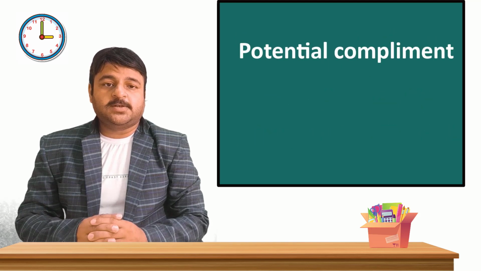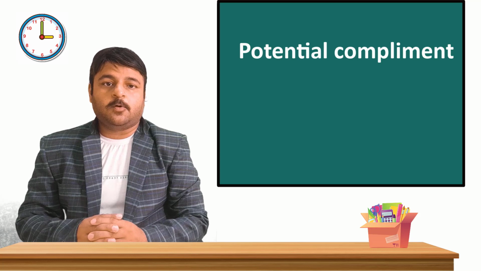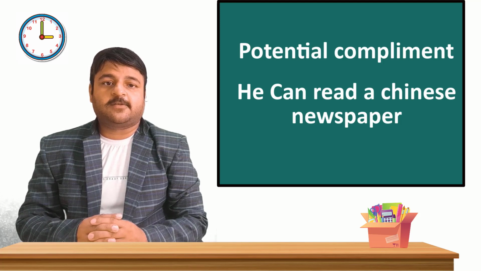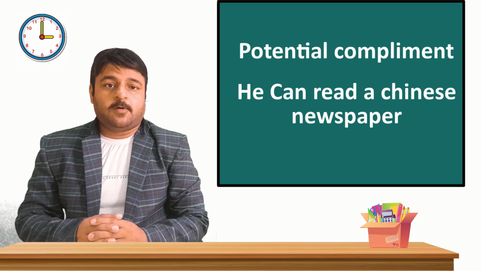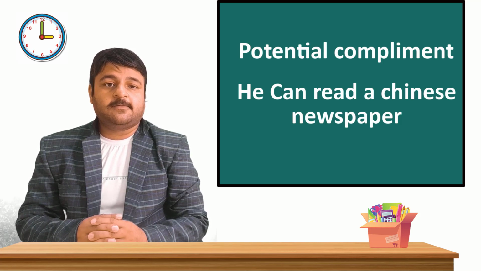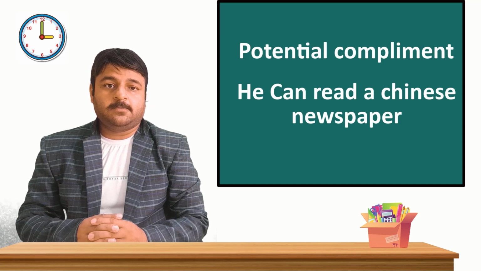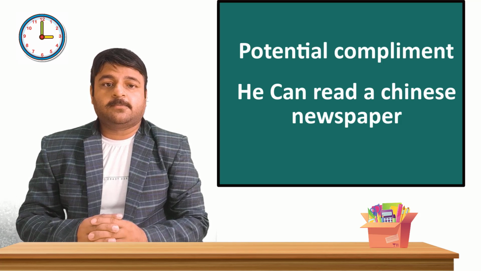We can also use potential complements to denote a possibility or a possible happening. As we saw in the first sentence, he can read Chinese newspaper. This is a learned ability, a skill. We can use huì and we can also use another grammar expression that is called potential complement. We can make a potential complement by placing the 得 between the main verb and resultative complement. So we can also express this sentence, he can read Chinese newspaper, by using a potential complement.